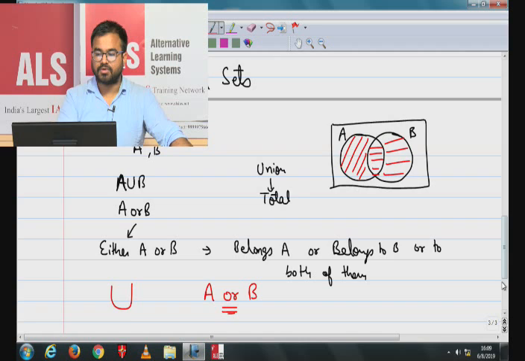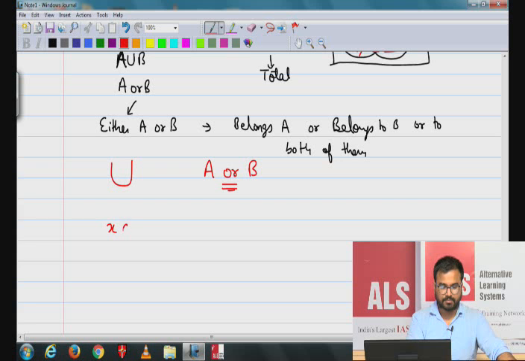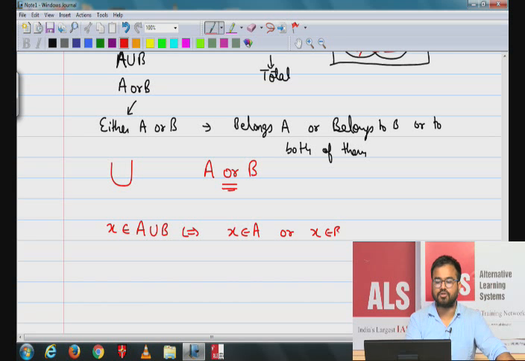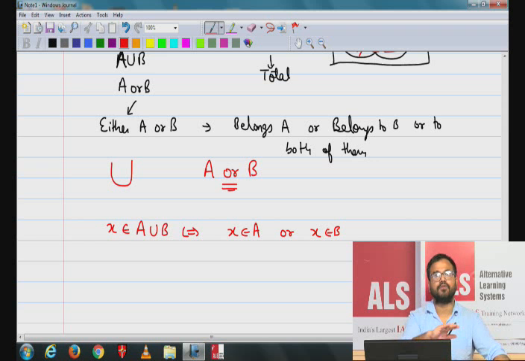So the notation we will use is: if X belongs to A union B, if X is an element which belongs to A union B, it implies X belongs to A or X belongs to B. If X is an element belonging to the union of A and B, then it implies that X belongs to A or X belongs to B. Either it is an element of A, an element of B, or an element of both of them. Similarly, if X does not belong to A union B.